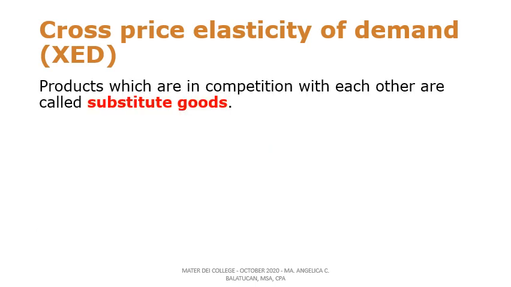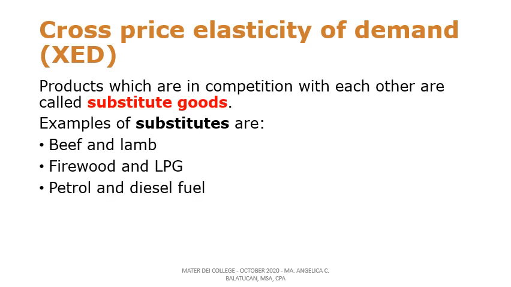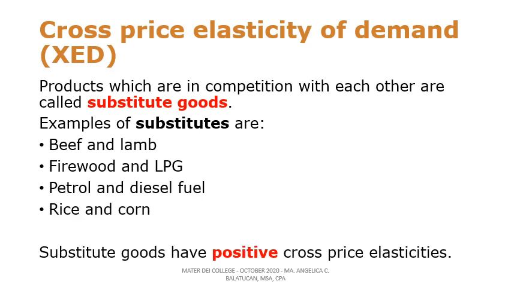Meanwhile, products which are in competition with each other are called substitute goods. Examples: beef and lamb, firewood and LPG, petrol and diesel fuel, rice and corn. Substitute goods have positive cross-price elasticities. For example, take firewood and LPG. If the price of LPG soars high, the demand for LPG goes down, as the law of demand states that if the price goes up, the demand will go down.